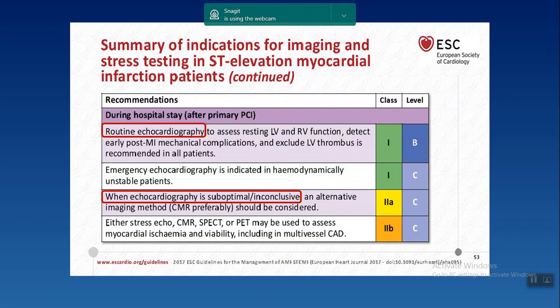Whenever the echocardiography is suboptimal or inconclusive, an alternative imaging method like cardiac magnetic resonance imaging can be performed. Of course, during hospital stay, if the patient at any time became hemodynamically unstable, it's recommended to perform emergent echocardiography.